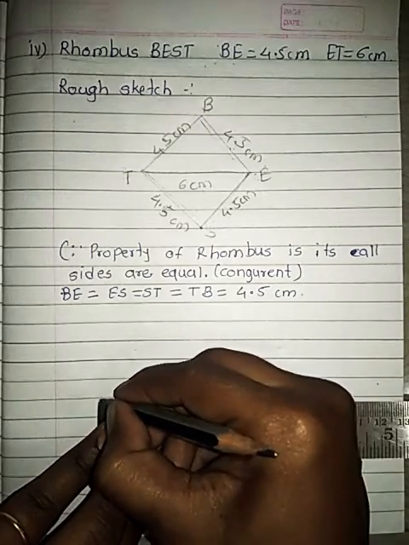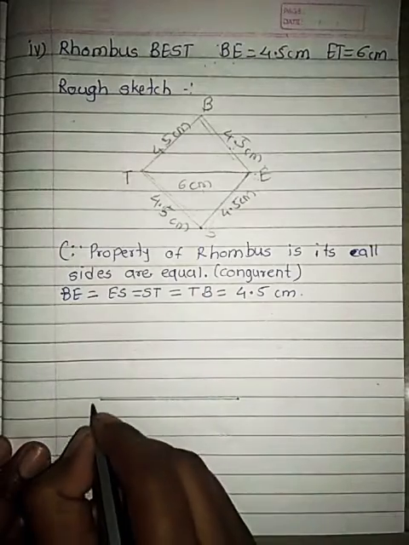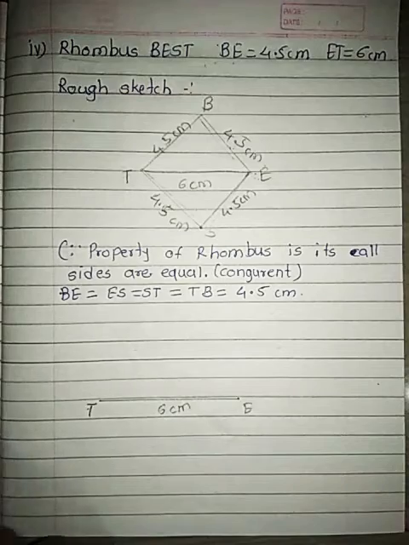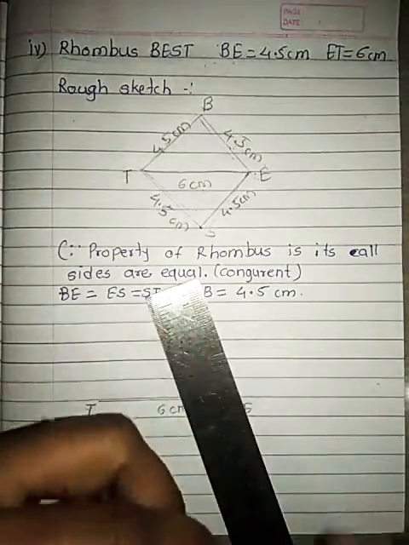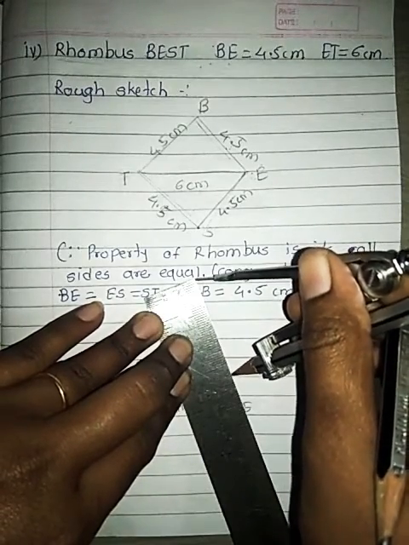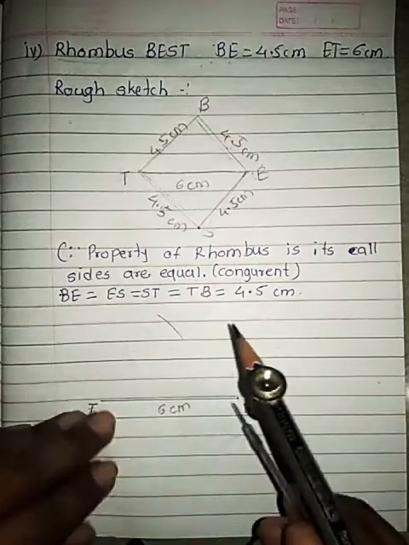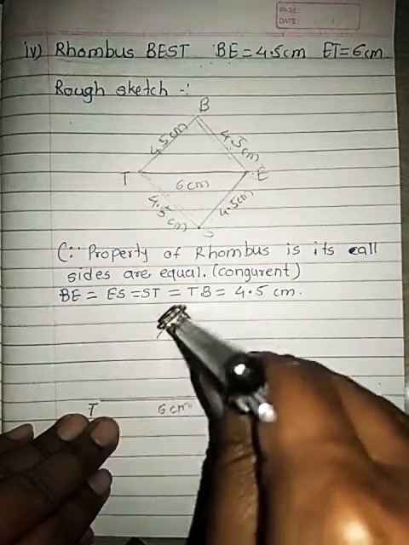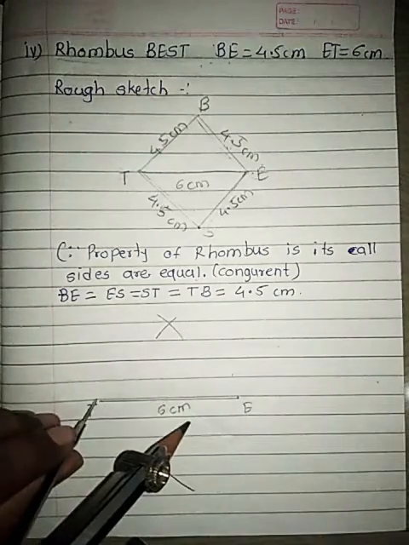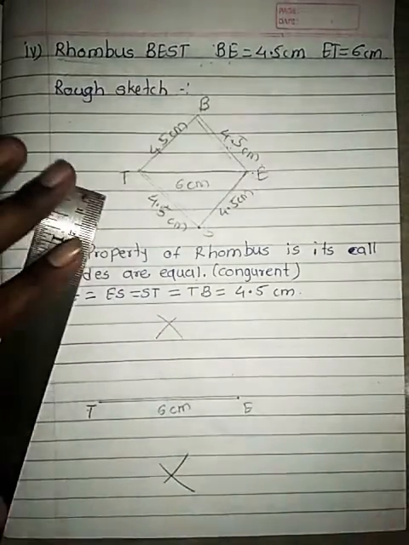Okay, 6 centimeter. Now take 6 centimeter. This is point T, this is point E, 6 centimeter. Now take the compass and 4.5. It is already 4.5, so make one arc, then another intersecting arc. Then here make one arc, another intersecting arc. Join all the points.